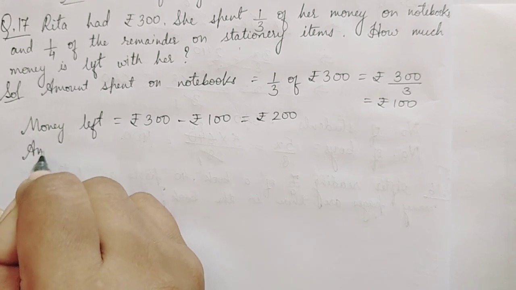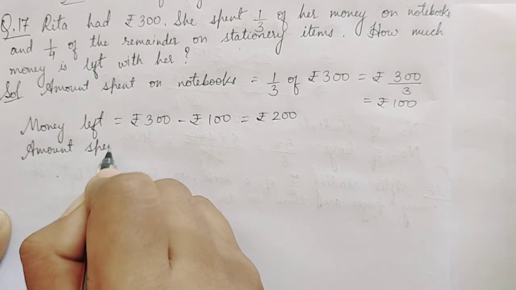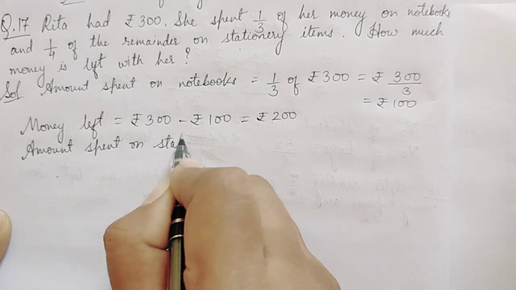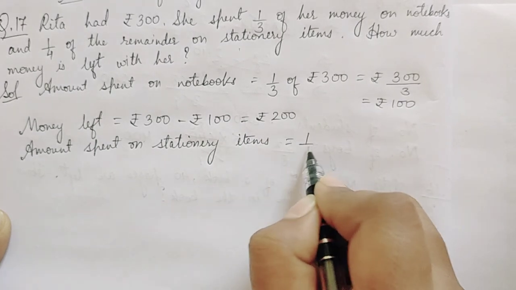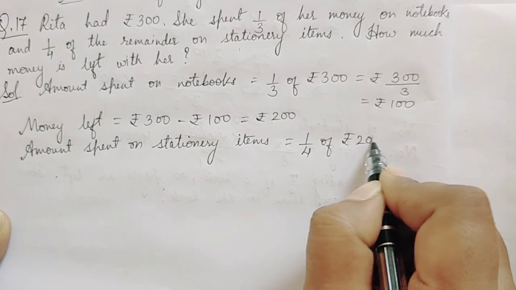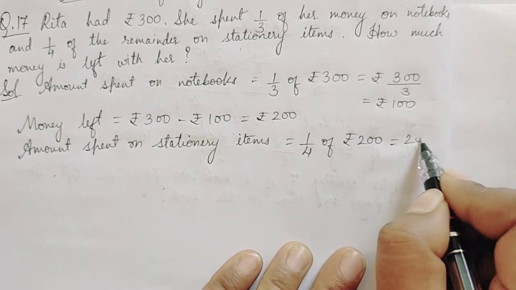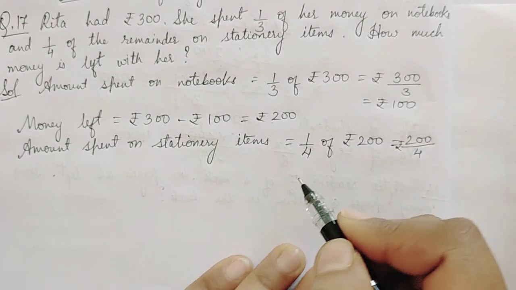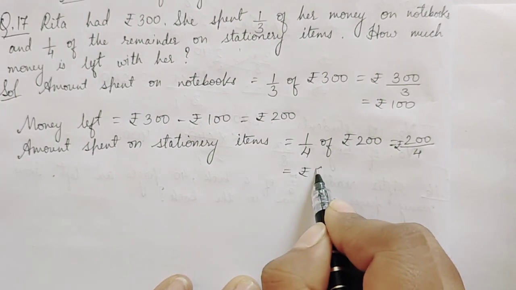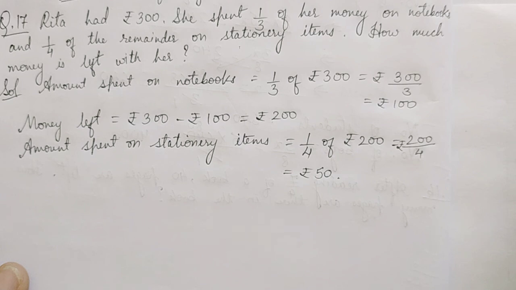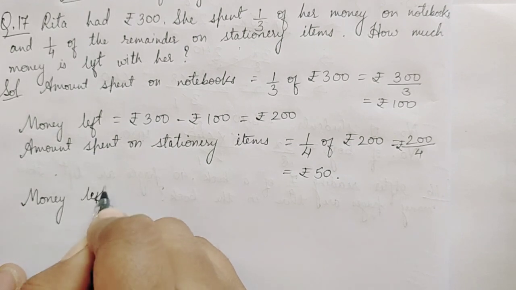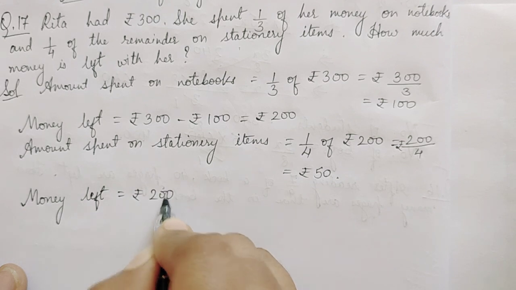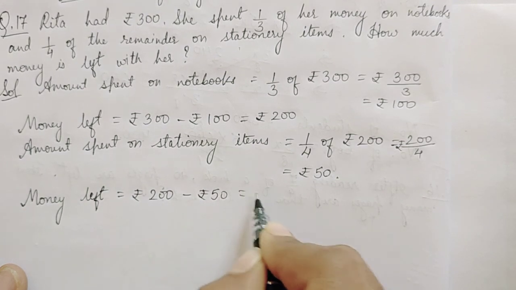So amount spent on stationery items is 1 by 4 of rupees 200, that is 200 divided by 4, and it is giving us rupees 50. So rupees 50 was spent on purchasing stationery items. Now again we have to find out how much money is left with her. So money left is rupees 200 minus rupees 50, and that is rupees 150.